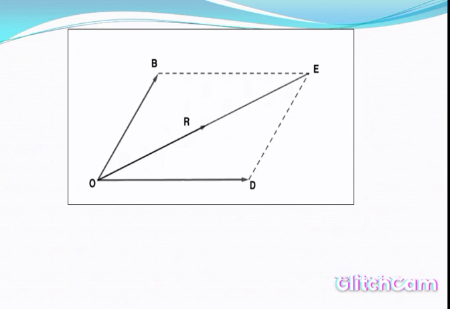Now these are vectors B and D represented by the sides of a parallelogram, OB and OD. All we need to do is to complete the parallelogram by drawing BE parallel to OD and DE parallel to OB. So you draw a straight line that starts from O and ends at E. That represents the resultant of vectors OB and OD.